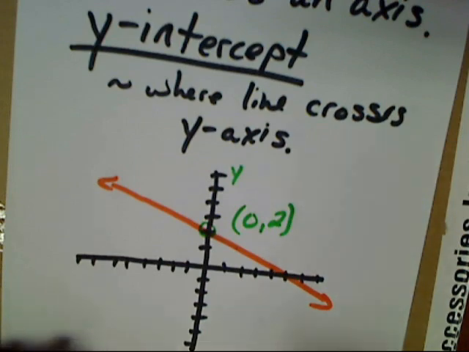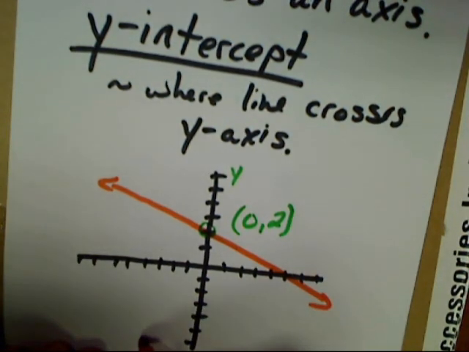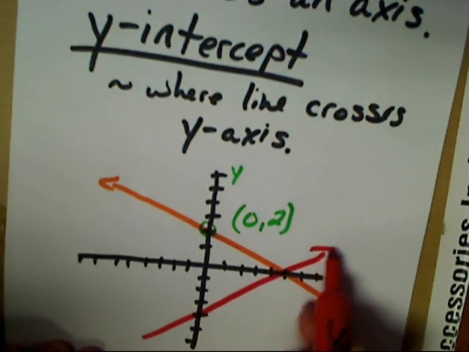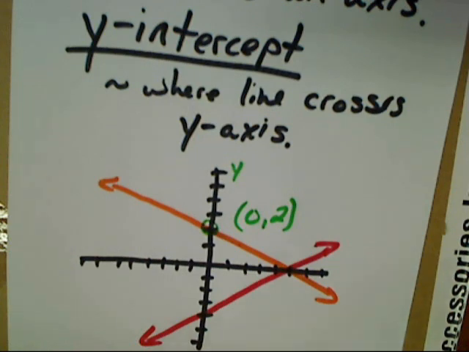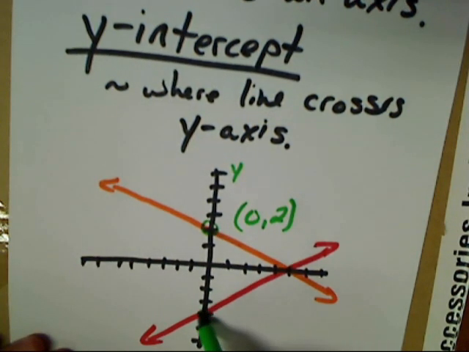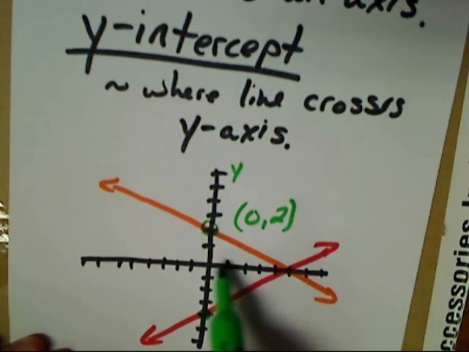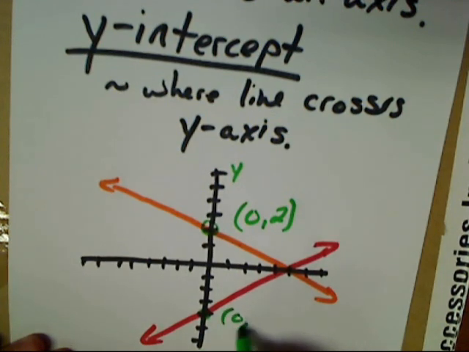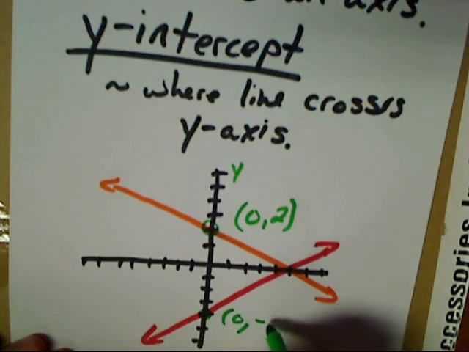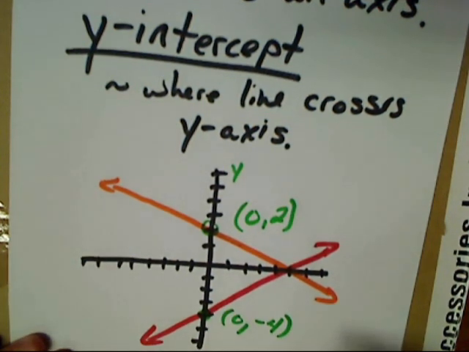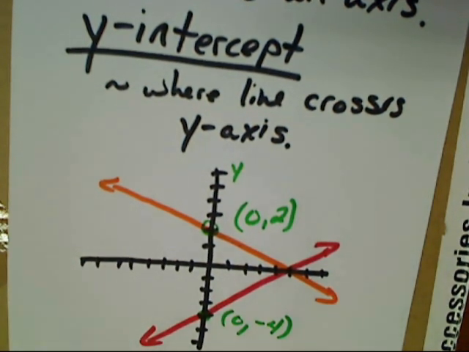Now let's say I had another one. Say I had one that went like this instead. What's the coordinate of that y-intercept? Well, once again, to get to this point here, from the origin, I go left and right nothing, and then I go down 1, 2, 3, 4. So that's the negative direction since I went down. So the coordinate of that y-intercept is at 0, -4.